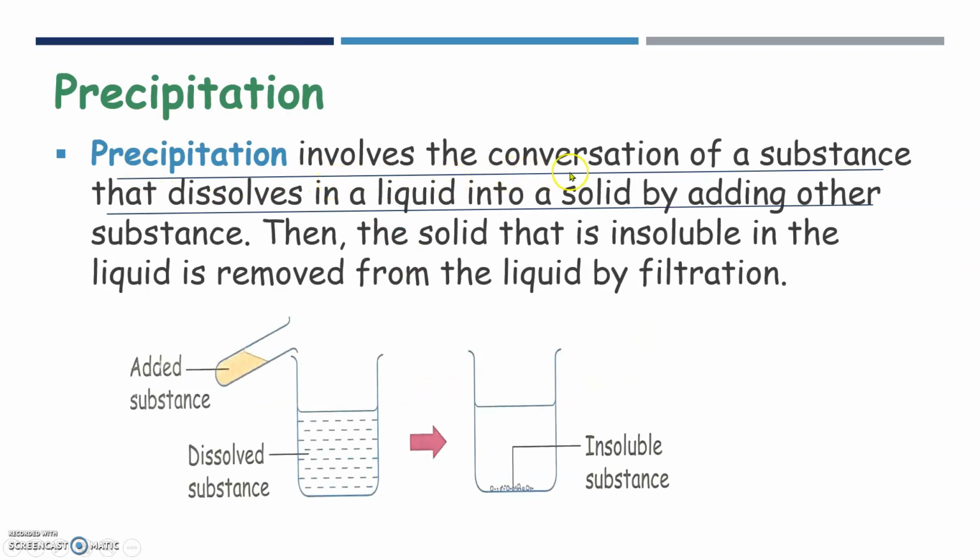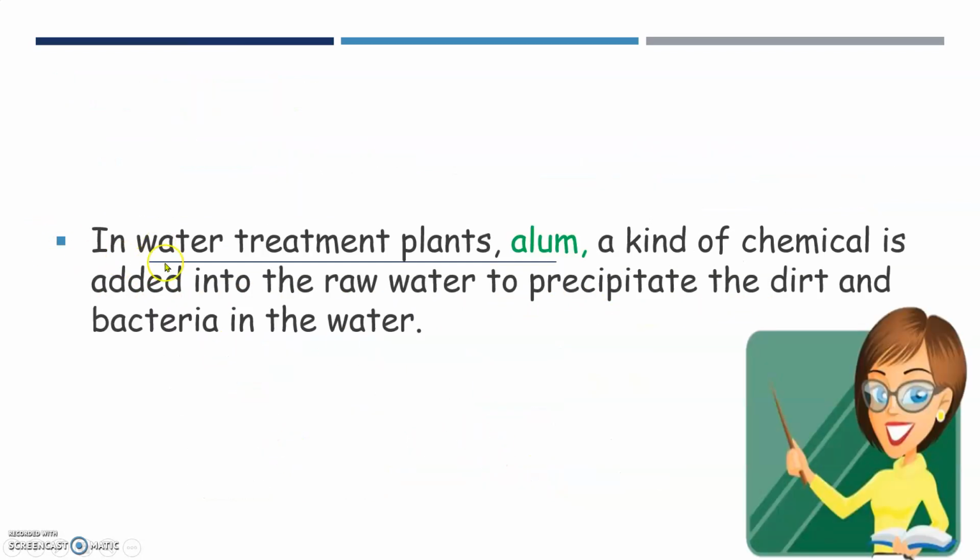Precipitation involves the conversion of a substance that dissolves in a liquid into a solid by adding another substance. Then the solid that is insoluble in the liquid is removed from the liquid by filtration. In water treatment plants, alum, a kind of chemical, is added into the raw water to precipitate the dirt and bacteria in the water.